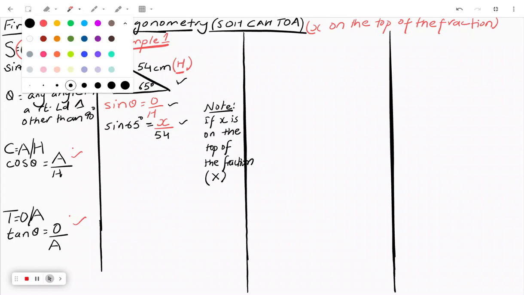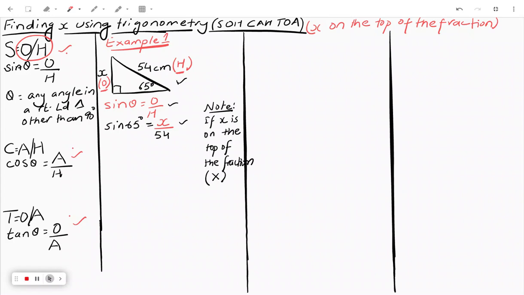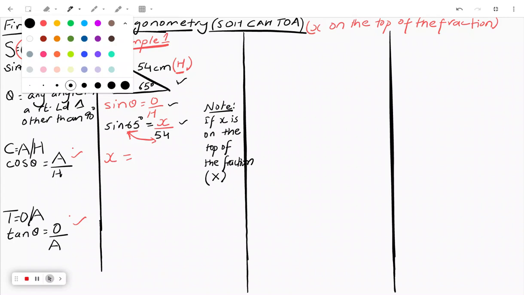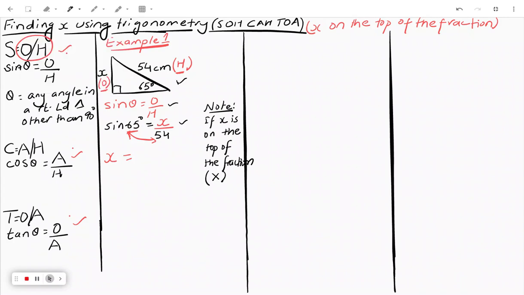So see how x came out on the top of the fraction? We simply now need to multiply these two together using our calculator to get our final answer. So x equals, put the 54 and sine 65 together. Please make sure 54 goes at the front. Sometimes what kids do is they replace this 65 with 54, and then they go 65 sine 54, which gives them a completely wrong answer. Please don't do that. So basically 54 sine 65 degrees.